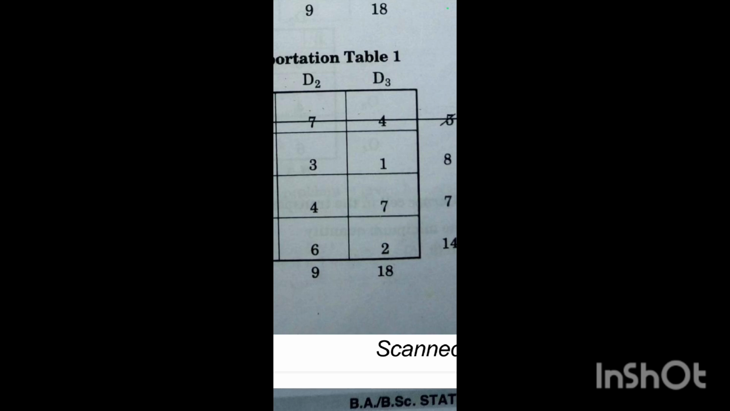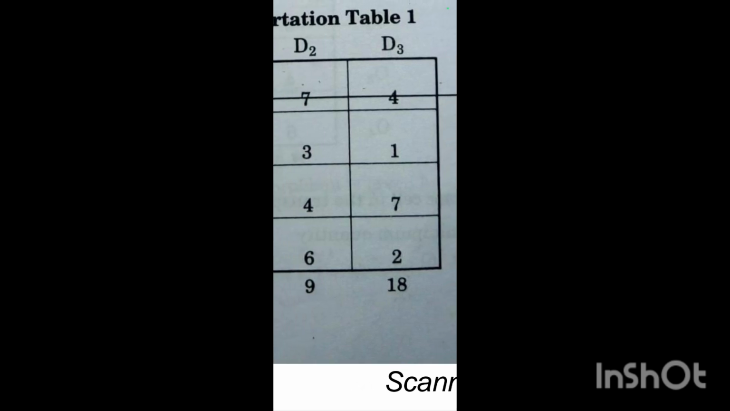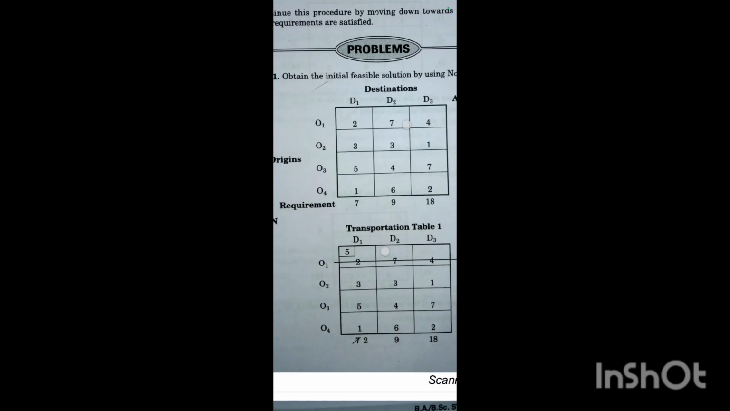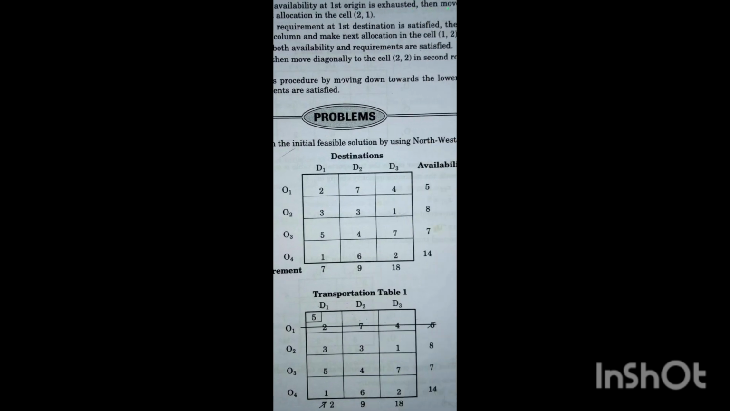Next, the table will be like this. That 2 is subtracted from here, so the value is 6. All rows and columns should be satisfied. So this is the procedure of the calculation of the northwest corner cell method.